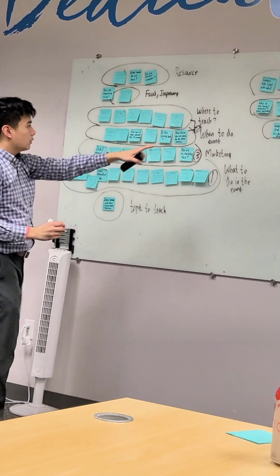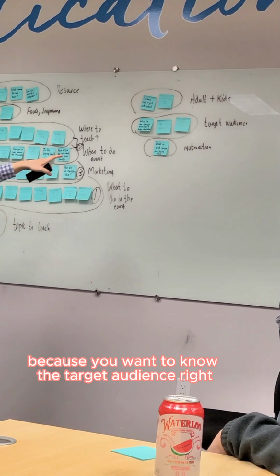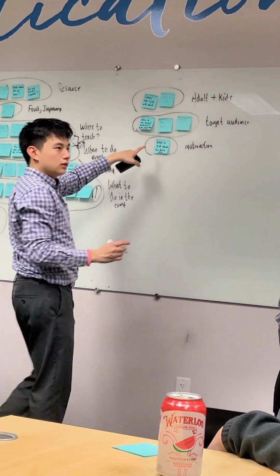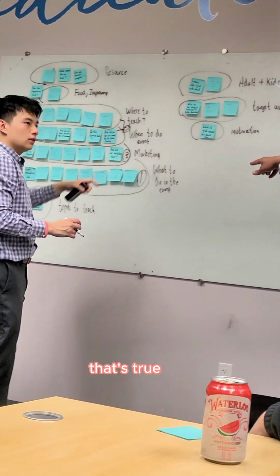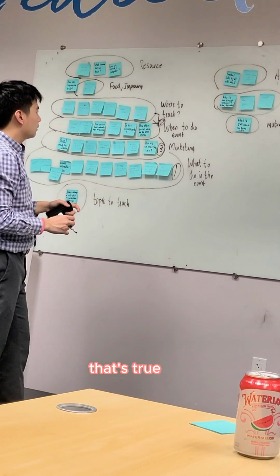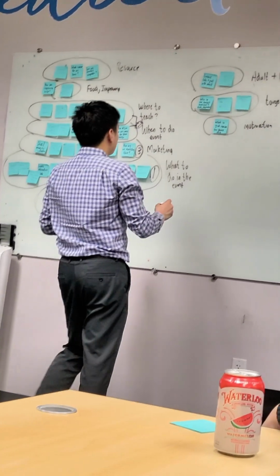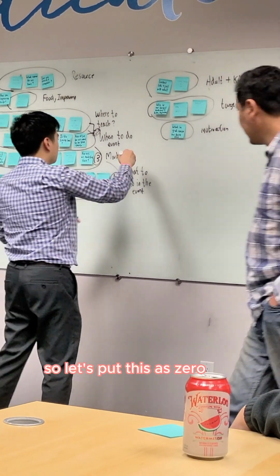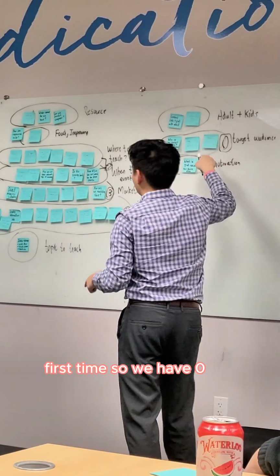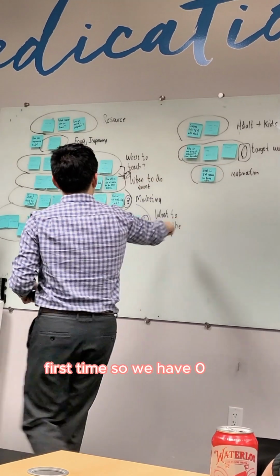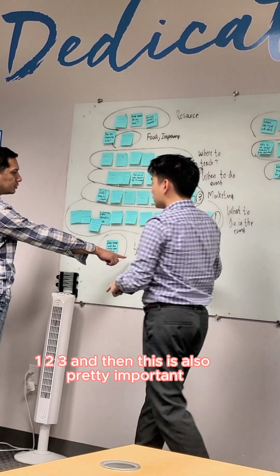I think this should actually be maybe four because you want to know the target audience, right? That goes with what to do in the event. What to do also changes by what the target audience is. That is true as well. We could put that together right there. I feel like this should be identified first, so let's put this as 0. Yeah. So we have 0, 1, 2, 3, and this is also pretty important to talk about next.